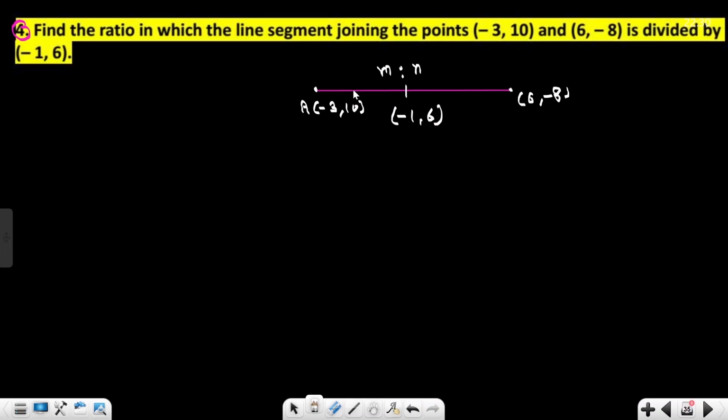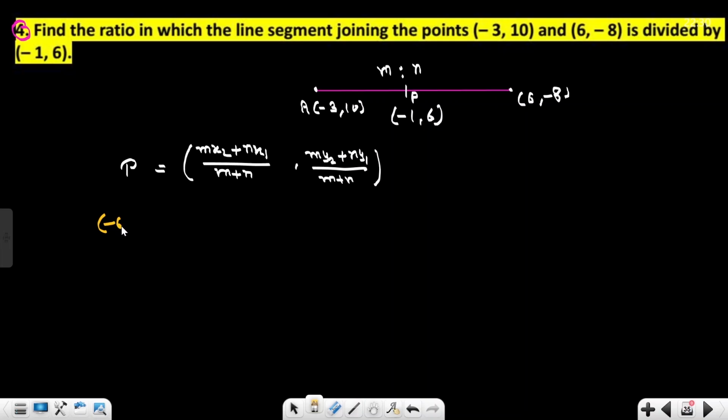The section formula gives the P coordinate as (mx2 plus nx1) divided by (m plus n), and (my2 plus ny1) divided by (m plus n). Put in the values. The P coordinate is -6, -1 and 6.